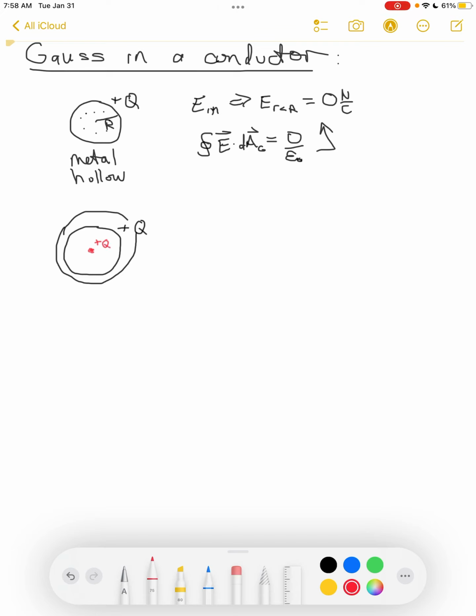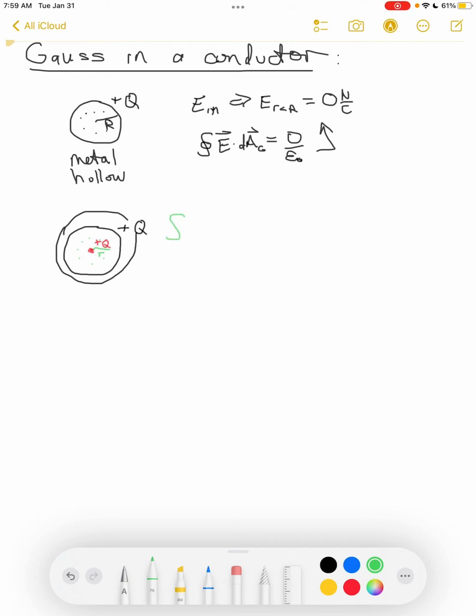Now, the possible misunderstanding here is, well, inside a conductor, the electric field should be 0. So, well, what's going on here? Does that mean that if we draw a Gaussian in here, that within that little green area, the electric field should be 0? Well, the answer is no, it would not be 0. So let's put this at some radius r.